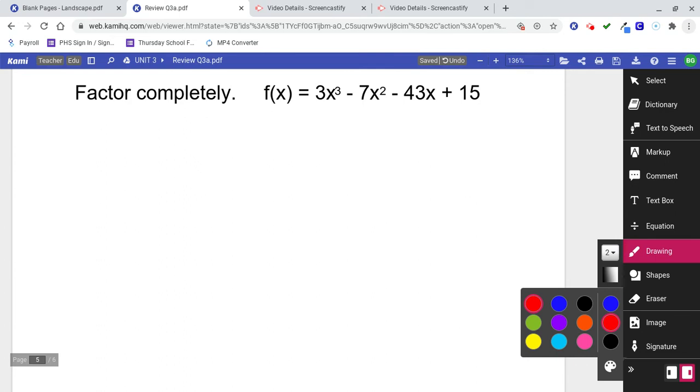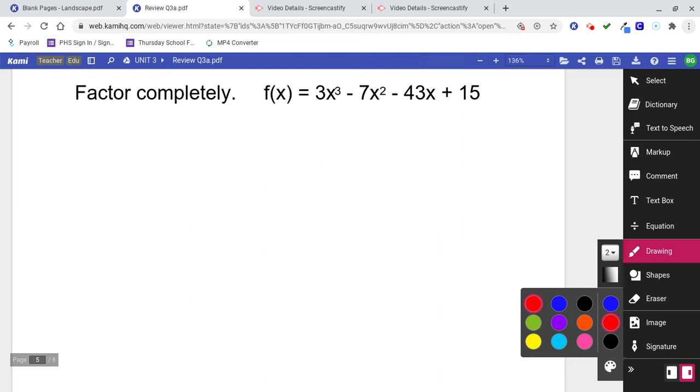Next one, factor completely. Okay, so this looks like your question. This one's harder than the last one, because the last one they gave you a number to try first. We broke it down, we could factor. This one, they don't really give you any way to start. So what I'm going to do is synthetic division, and I'm just going to try numbers.